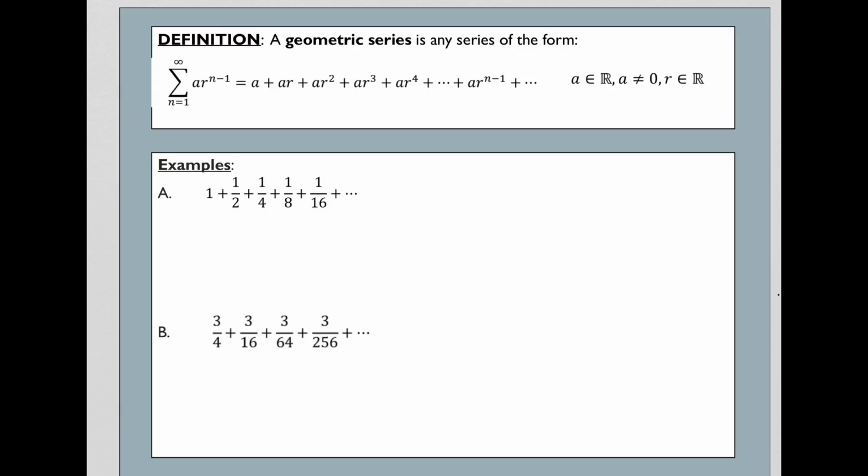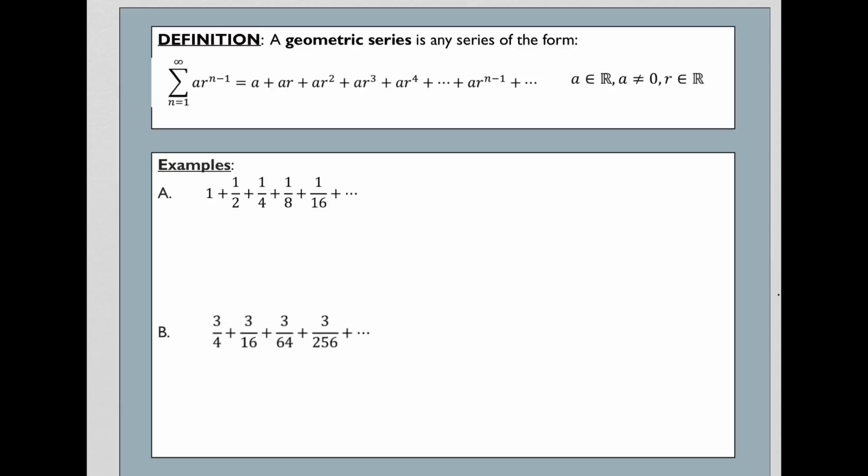The two examples below are examples of geometric series, so let's investigate and see if we can determine why. The first example, A: 1 plus 1/2 plus 1/4 plus 1/8 plus 1/16. So what is it that makes a geometric series? Well, it's all about the pattern. So let's go back up and look at our definition.